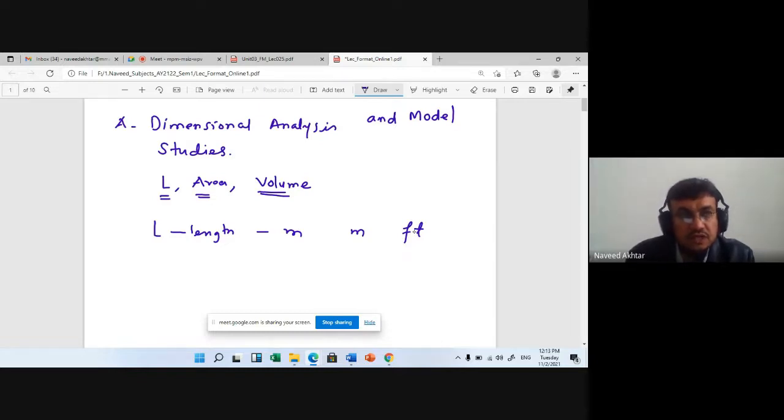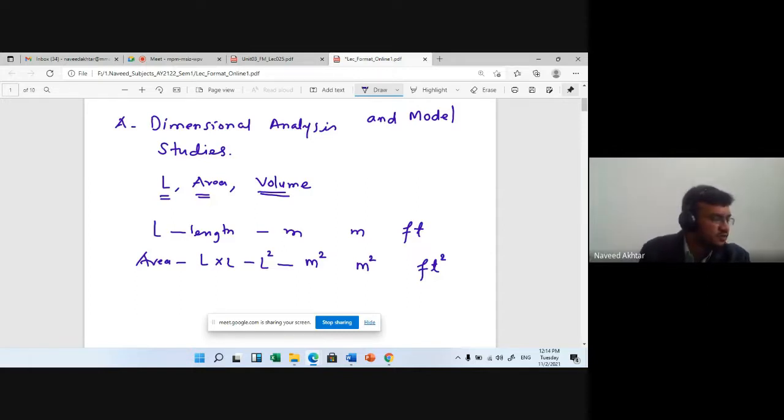Similarly, area is nothing but L into L, so the dimension of area is L square. Its unit in SI is meter square, the metric unit is also meter square, and in the FPS or English unit it is feet square. We will discuss that later on.